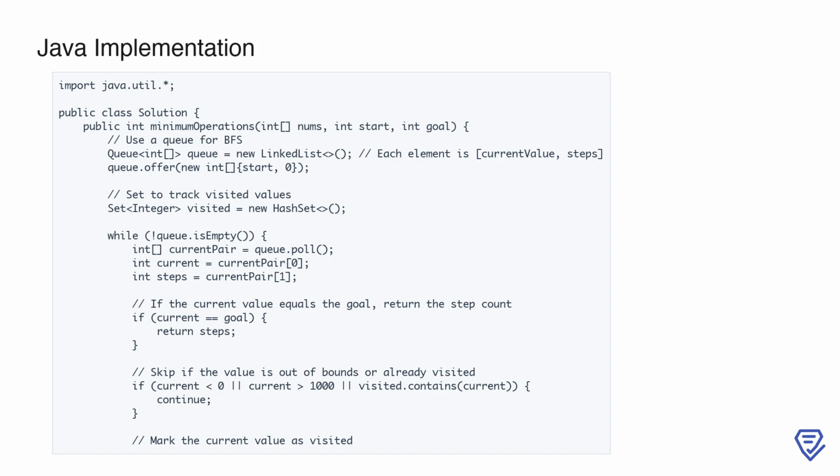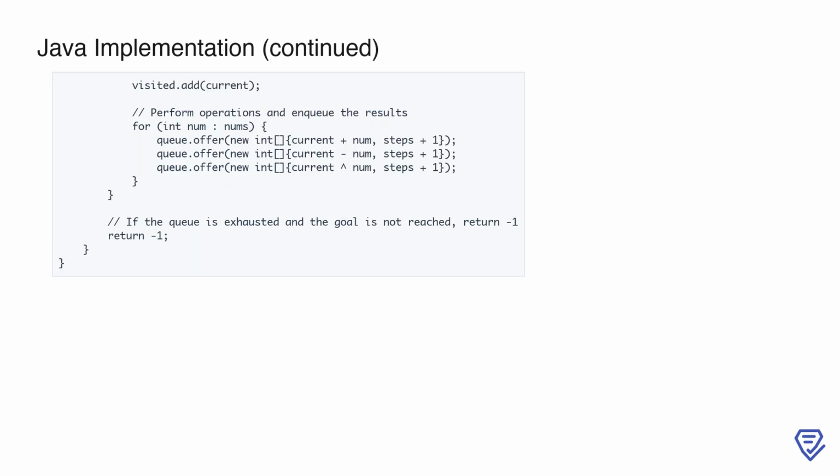Additionally, we use a hash set to keep track of visited values, ensuring that we don't revisit the same number multiple times, which could lead to unnecessary computations. Inside the while loop, we dequeue the front element to process it. If the current value matches the goal, we return the number of steps, as we've successfully converted the number. However, if the value is out of bounds or has already been visited, we simply skip further processing for that value to maintain efficiency. The first step inside the loop is to mark the current value as visited by adding it to the hash set.